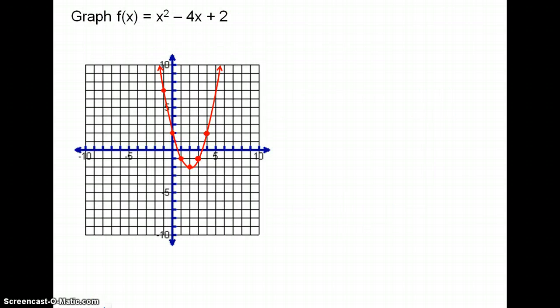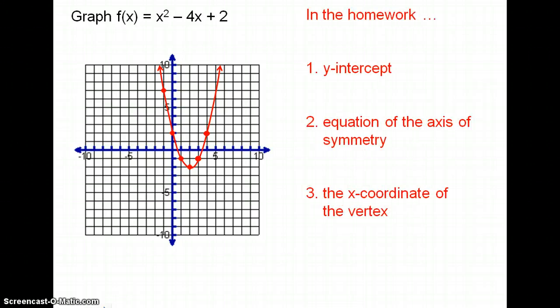So if you look at the graph that we did before, x squared minus 4x plus 2. Now we've already graphed the problem. Now they're going to ask you those three questions. Okay, the y-intercept is where you're crossing the y-axis. So if it's already graphed, you just name that point: (0, 2).